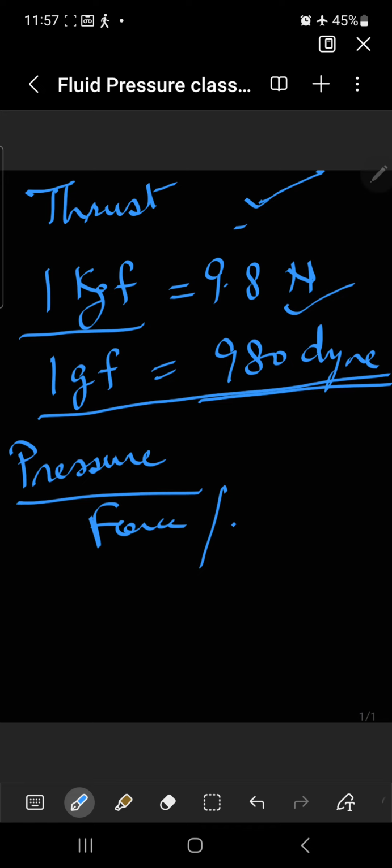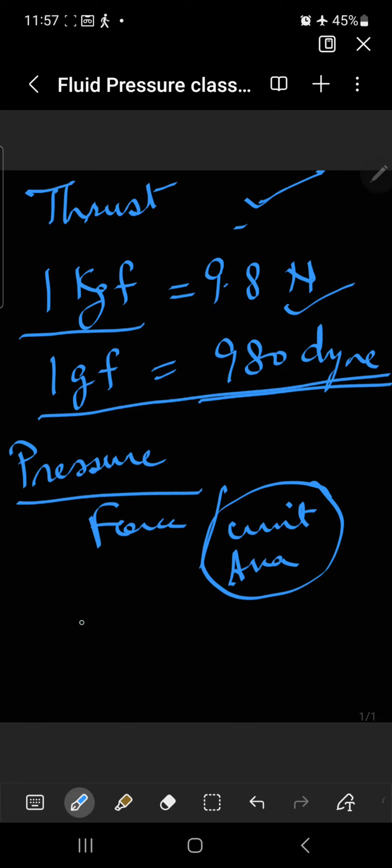Now the next term which we learn in this chapter is pressure. What is this pressure? You have learned this term earlier also. Pressure is termed as force acting on per unit area. Any force which is acting on a per unit area is known as pressure, and because of which its formula is pressure equals force upon area. Understood?